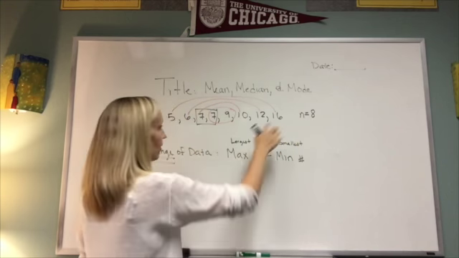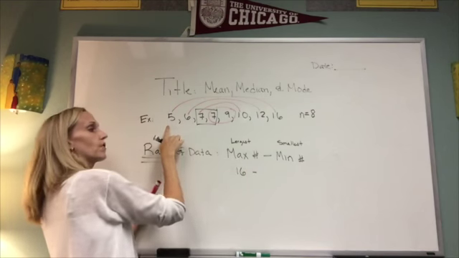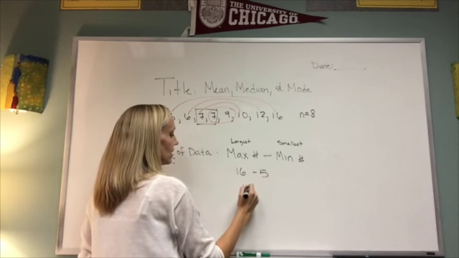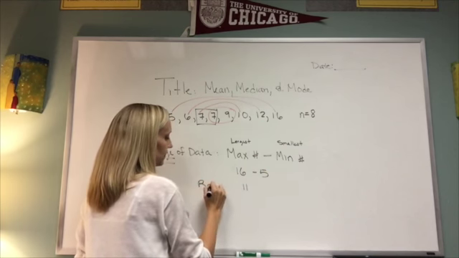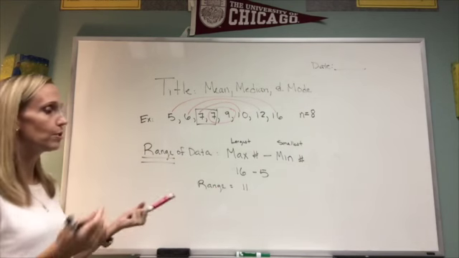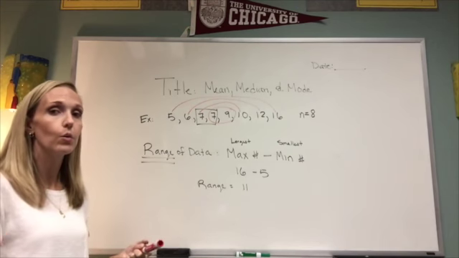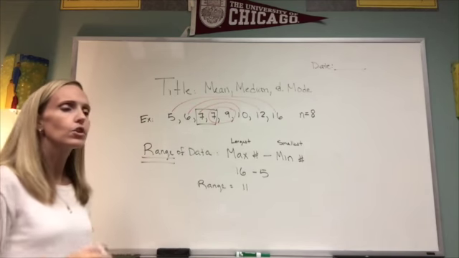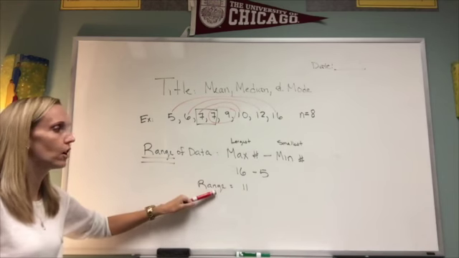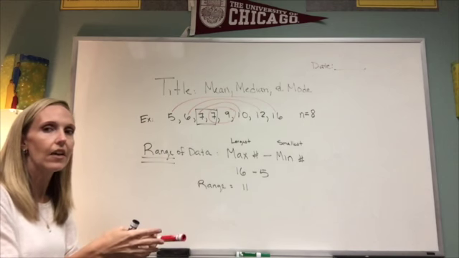So in this case, my largest number is 16 and my smallest number is 5. So my range is 11. And that just means that the difference between my max and my min, my highest and my lowest scores, was 11. So in school, when we look at grades and we grade papers, we really don't want a large range. We want you guys to kind of test closely together.